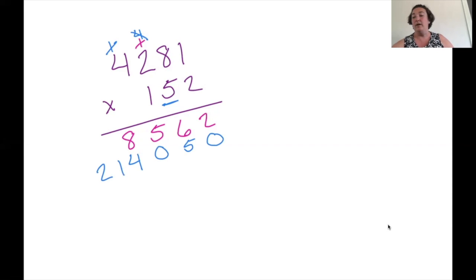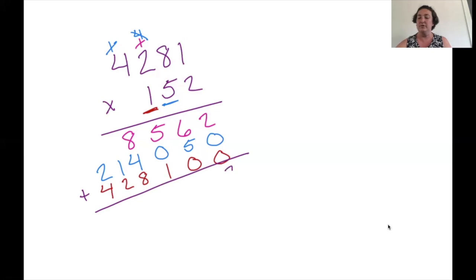Okay, now I need to show that I moved over again because I need to multiply by the hundreds place. So I've moved over 1, 2 places. So I need to have 2 placeholders. And then we're going to multiply. 1 times 1 is 1. 1 times 8 is 8. 1 times 2 is 2. 1 times 4 is 4. Nothing to carry on that one. Nice and simple. Our last step again is going to be to add our products.